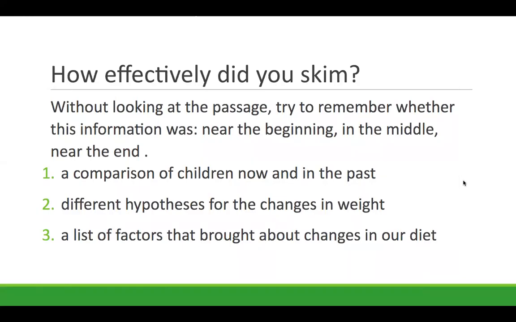Okay, so how effectively did you skim? Without looking at the passage, try to remember whether this information was near the beginning, in the middle, or near the end. So where did you see this? A comparison of children now and in the past. Is it at the beginning, in the middle, or near the end? How about the different hypotheses for the changes in weight and the list of factors that brought about changes in our diet? Where did we find this?